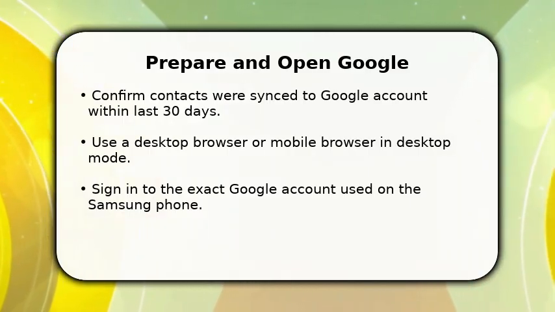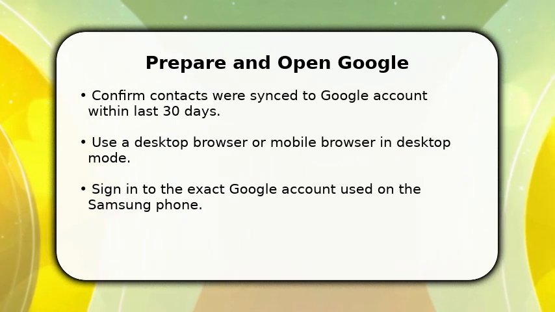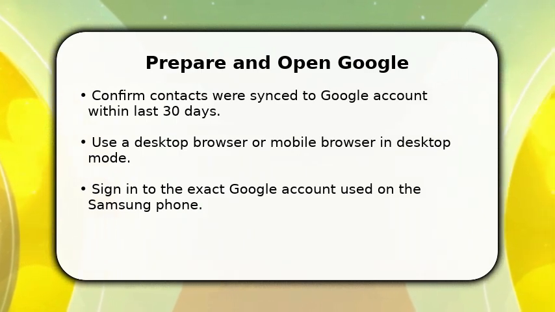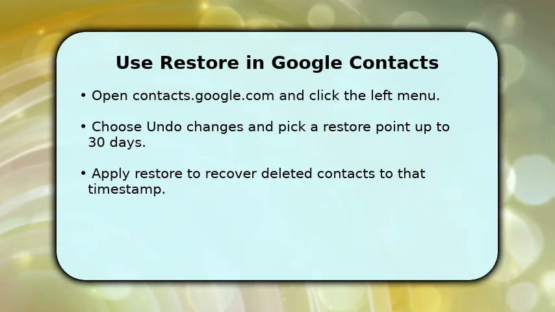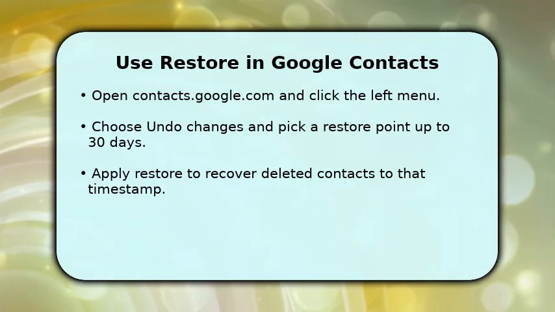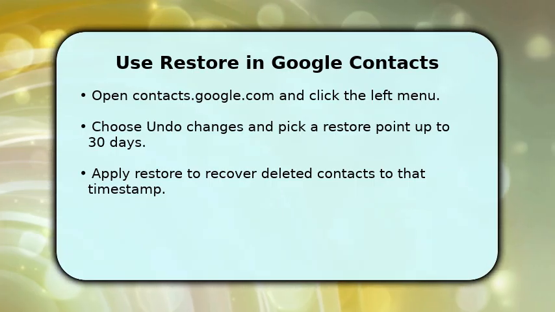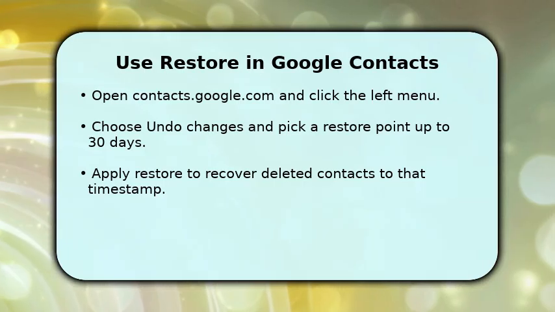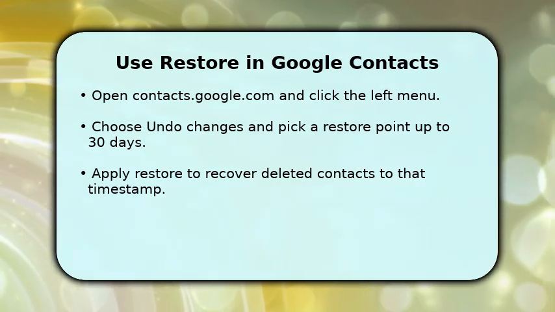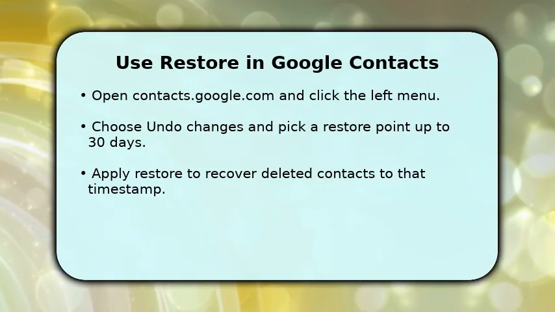On contacts.google.com, open the left menu and select Undo Changes. You'll see options like 10 minutes, 1 hour, yesterday, or a custom time within 30 days. Choose the timestamp just before you deleted the contacts. This reverts your entire contacts list to that state. Once you confirm, Google will restore those entries to your account.